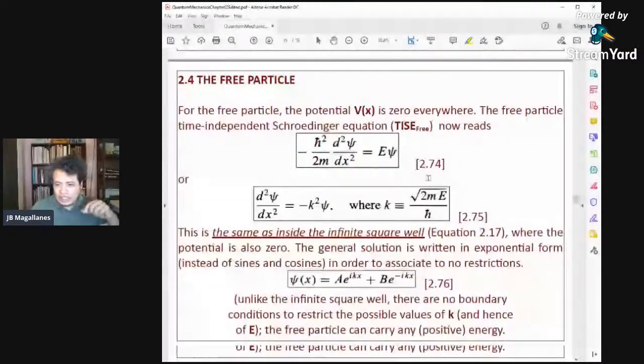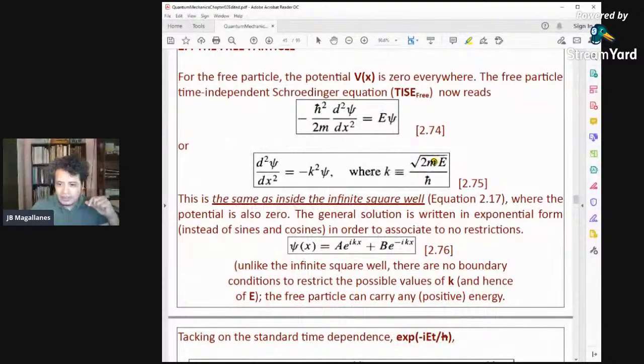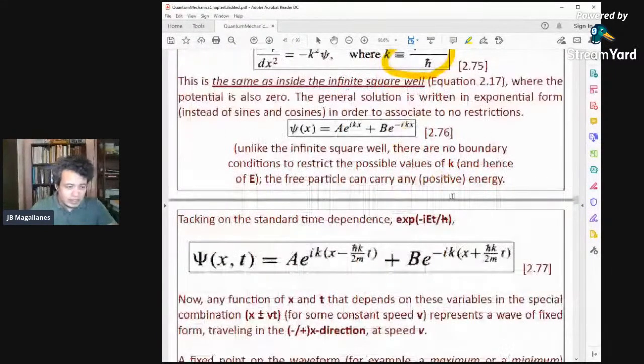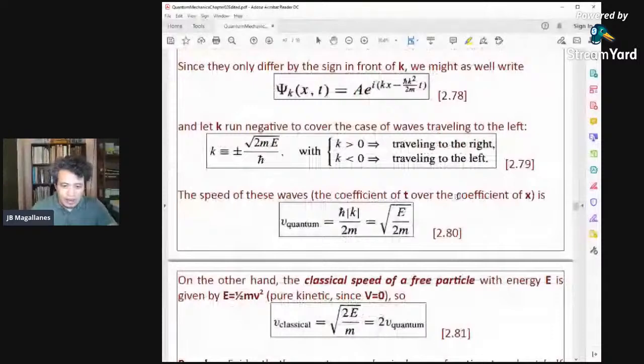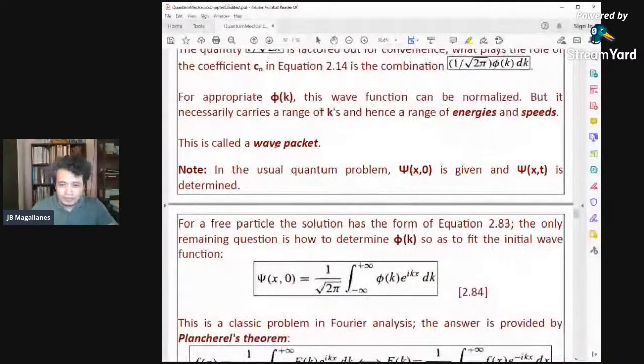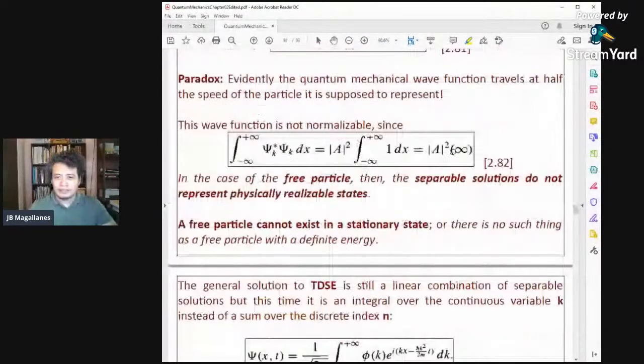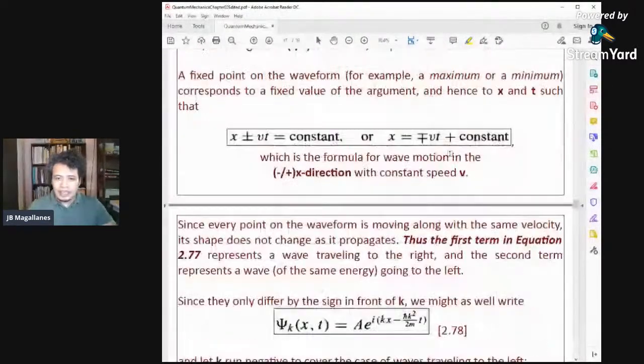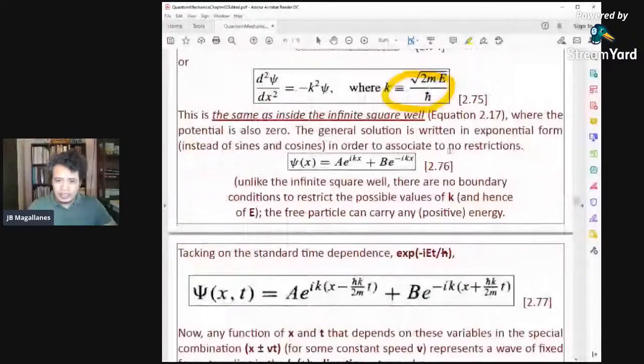The energy is given by this. But again, the k is continuous, so your energy is continuous. So that's how we describe the wave packet. I leave you to read the slides again.